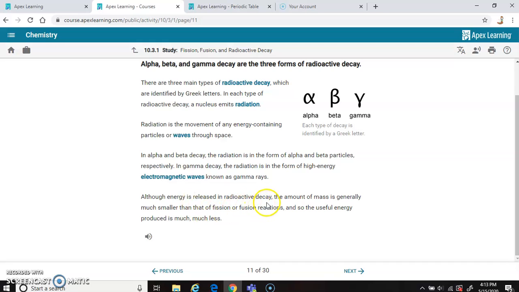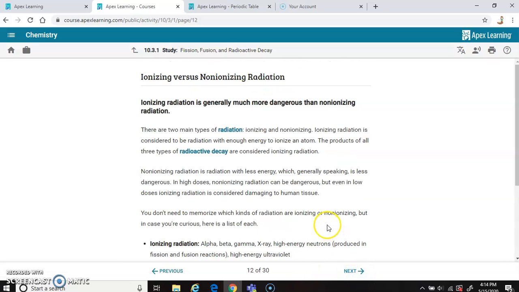Energy is released in radioactive decay, but it's much smaller than fission and fusion, so it's not going to be as much. It's produced much less than fusion and fission. Okay, so we're looking at ionizing radiation versus non-ionizing. Now, you're not going to have to memorize which one is each.